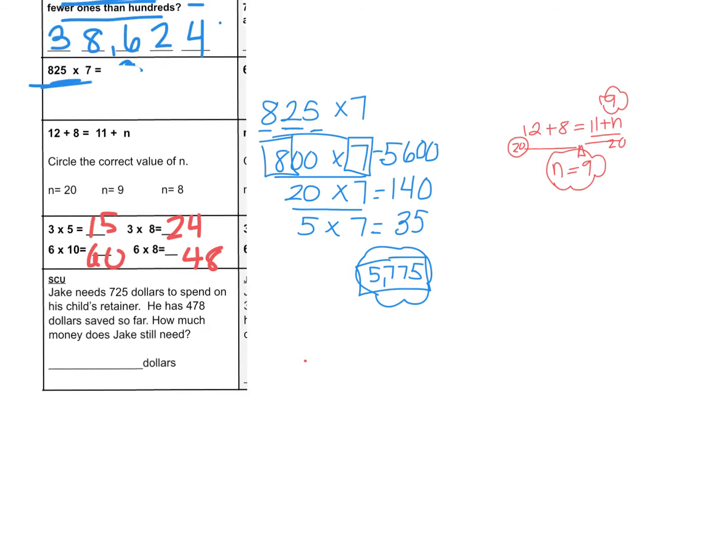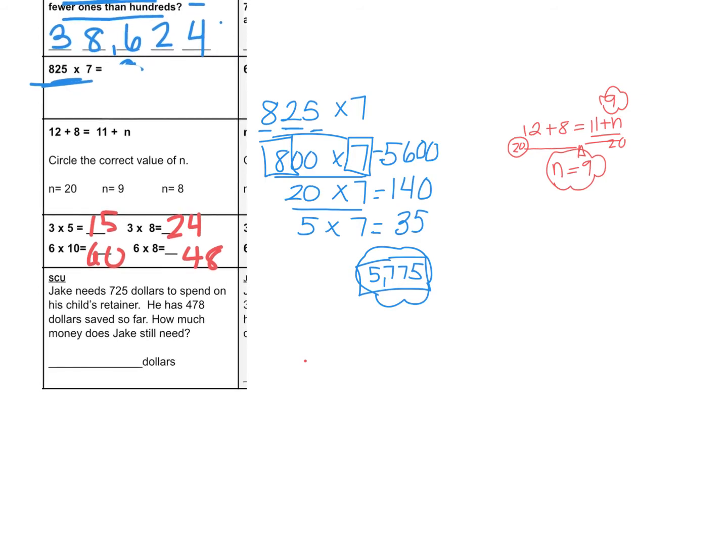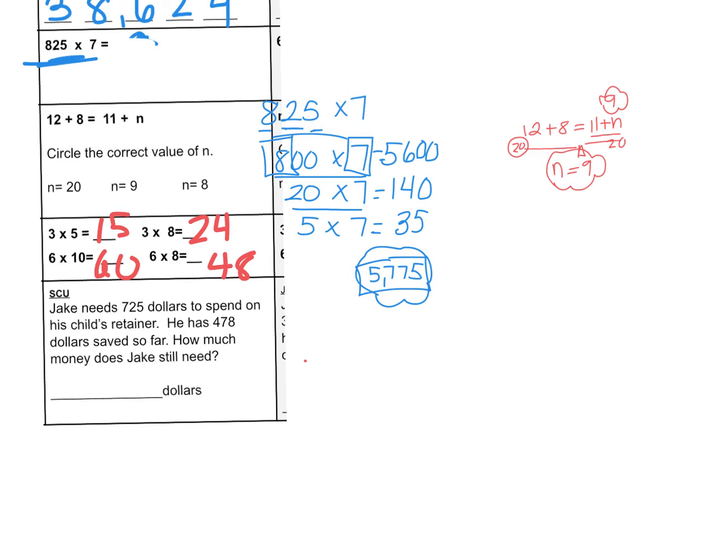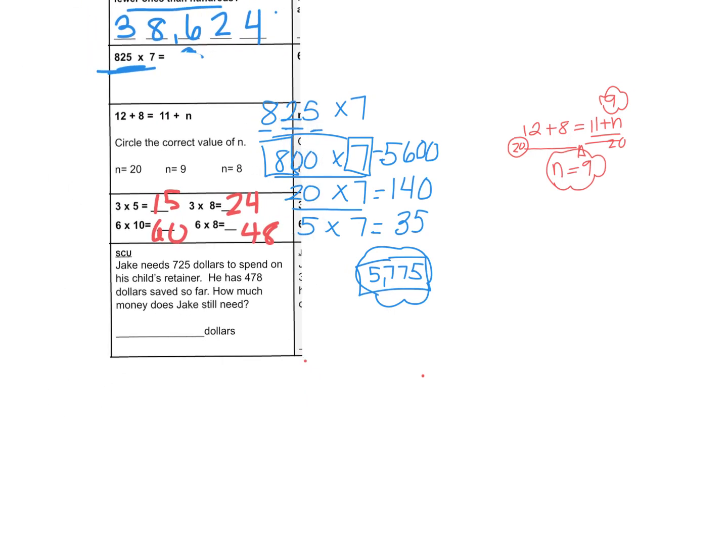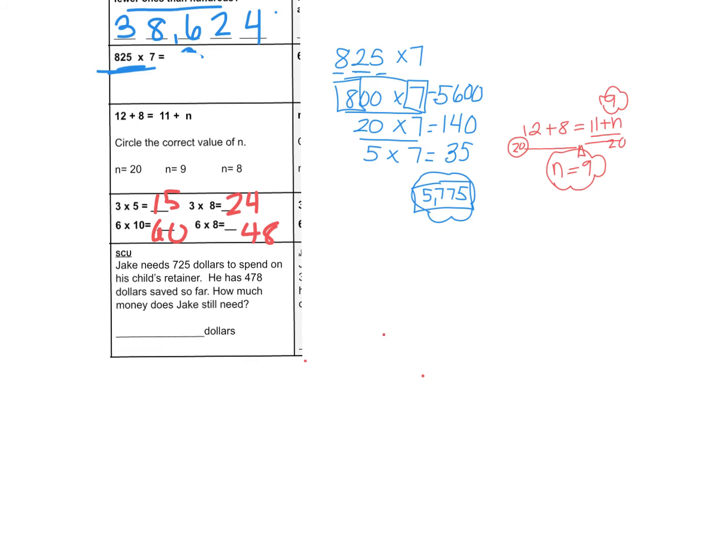Our CGI question says, Jake needs $725 to spend on his child's retainer. He has $478 saved so far. How much money does Jake still need? So this one you might need to draw a little sketch or draw a quick little picture or act it out. I'm going to draw a little sketch. So here's Jake, and Jake needs $725 for his retainer, for his child.